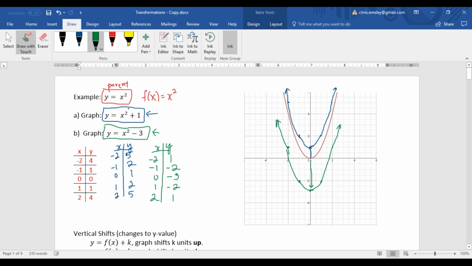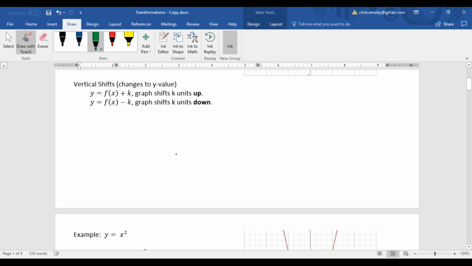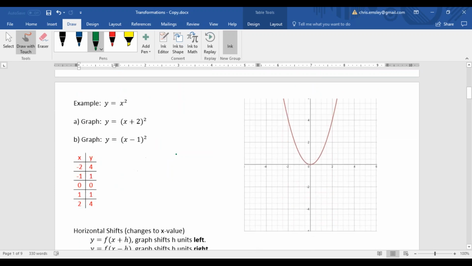And this is not true only for x squared. This is true for any function that we would start with. Adding or subtracting a constant just moves that function up or down. And that's what we have summarized right down here at the bottom. We call these vertical shifts. It can either shift up or down. And if we have something that is the form of our function plus a constant, the graph is going to shift up by that amount. If we have our function minus a constant, our graph would shift down by that amount.